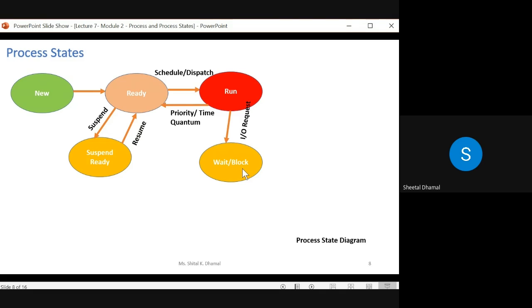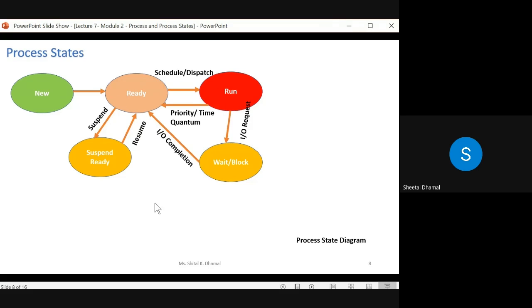This wait and block state represents the process which is requesting the input output resources. So now your processor is empty. If one of the processes is requesting the input resource, your operating system will pick up another process which is present in the ready queue, and that will get shifted into the run state. So this is called a multi-programming environment.